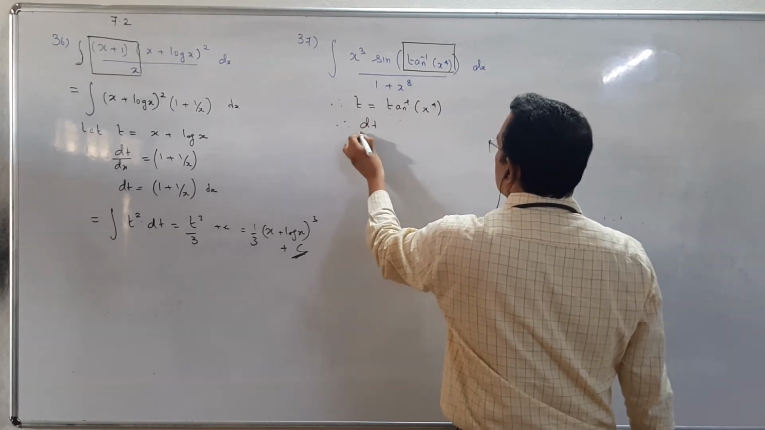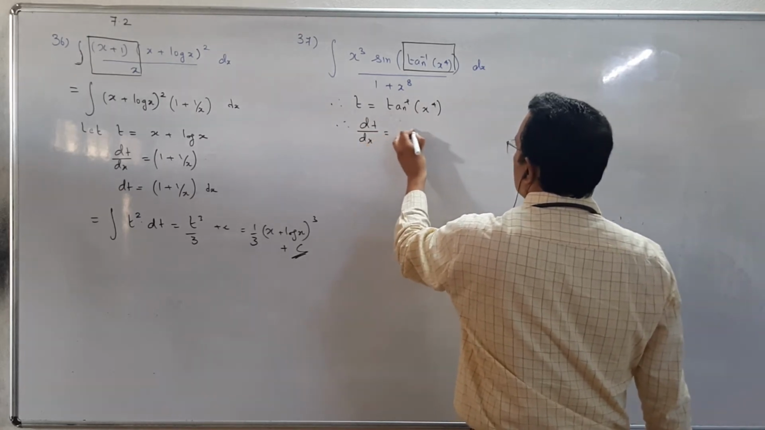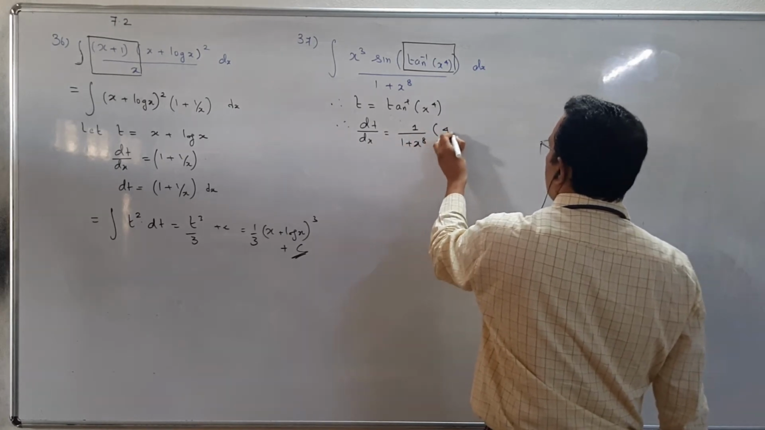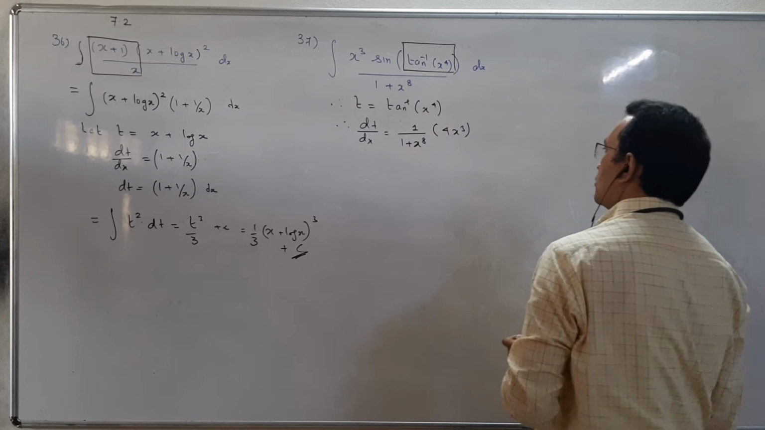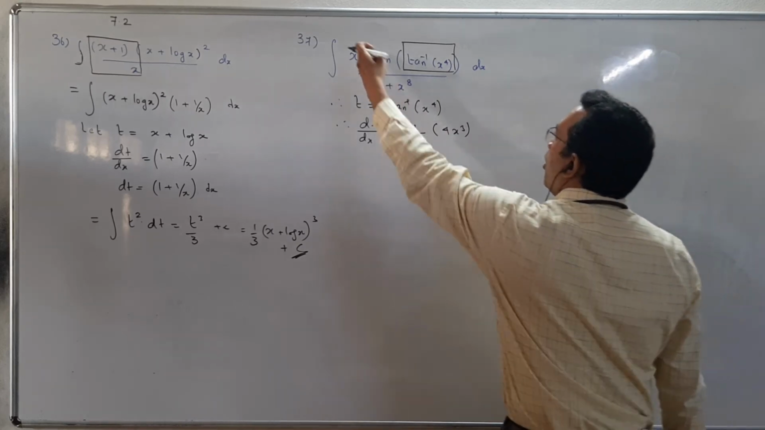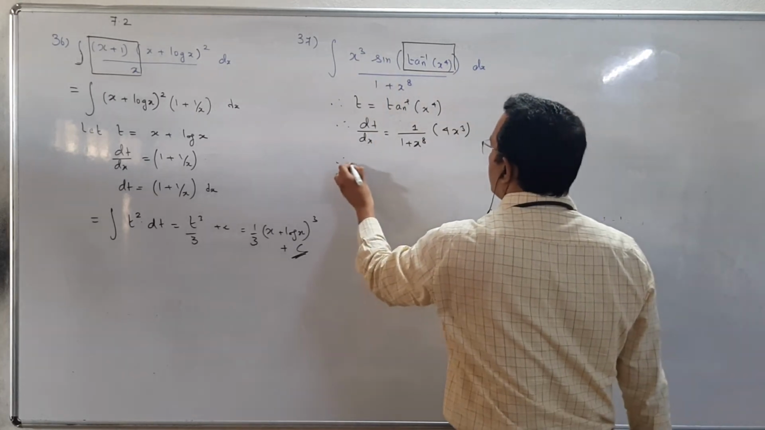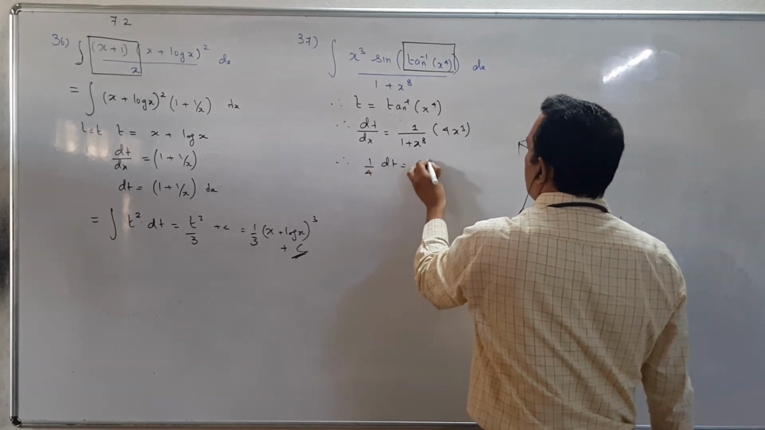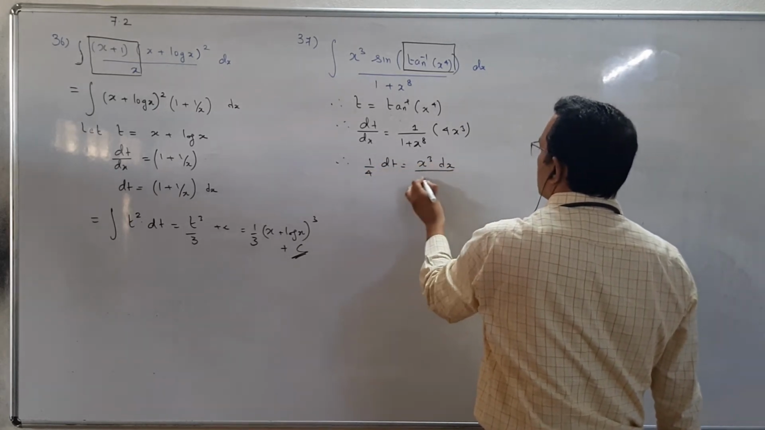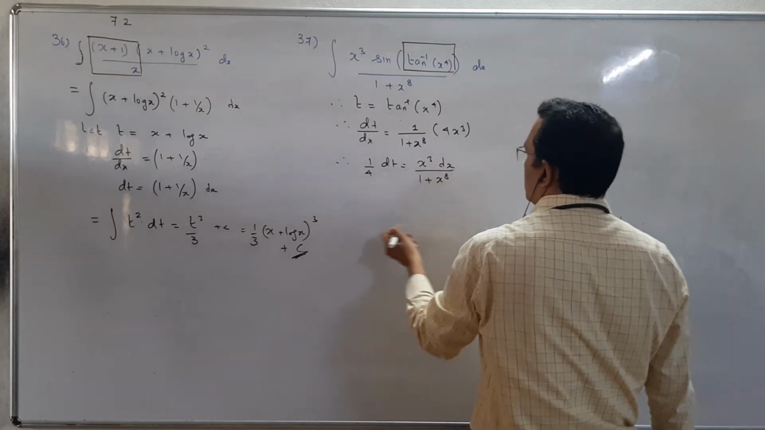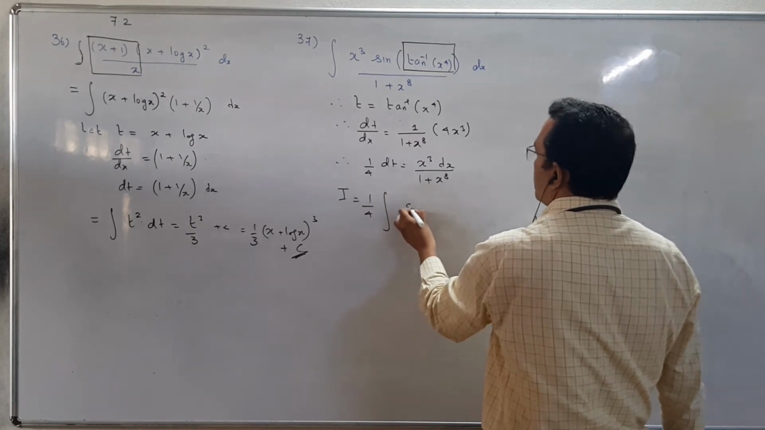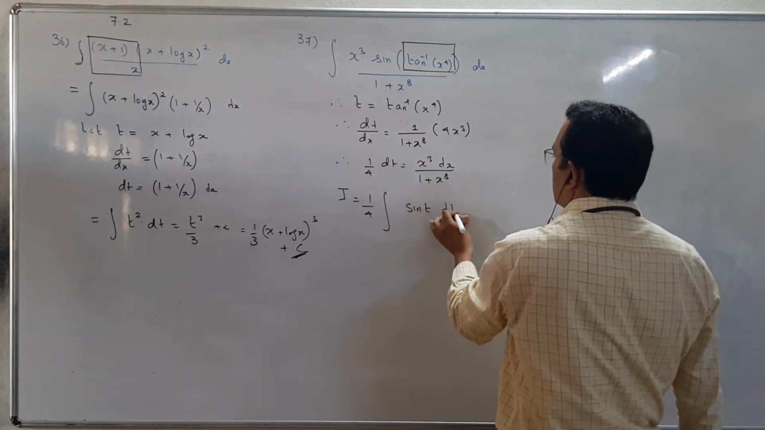So I am supposing t is equal to tan inverse of x raised to 4. So dt by dx will be 1 upon 1 plus x raised to 8, and the derivative of x raised to 4 is 4x cube. Automatically, students, the term will be rearranged. So 1 by 4 dt will be x cube dx upon 1 plus x raised to 8.